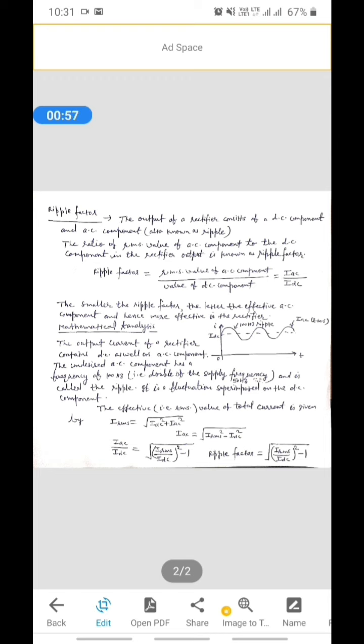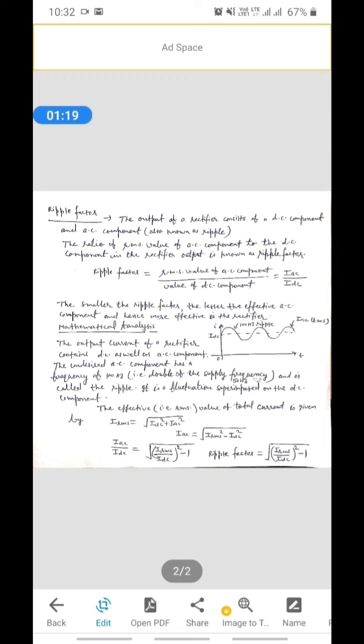The smaller the ripple factor, the lesser the effective AC component, and hence the more effective is the rectifier.